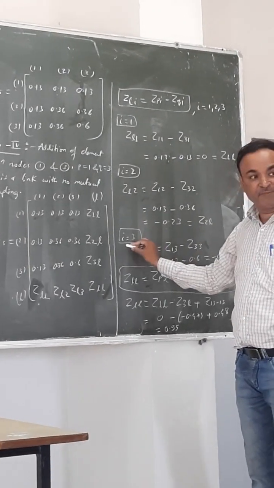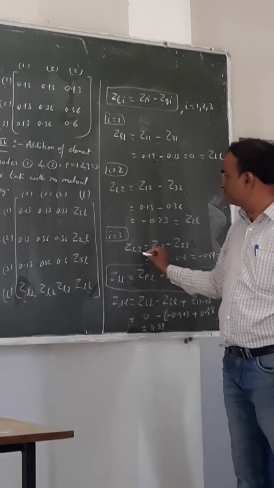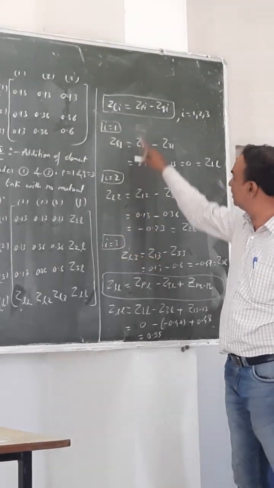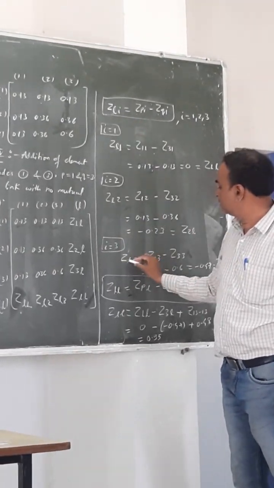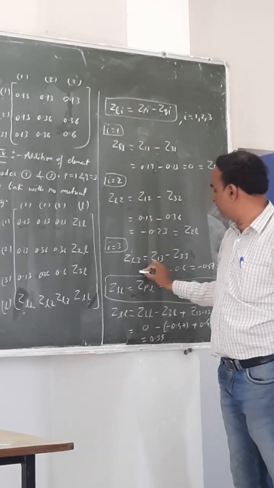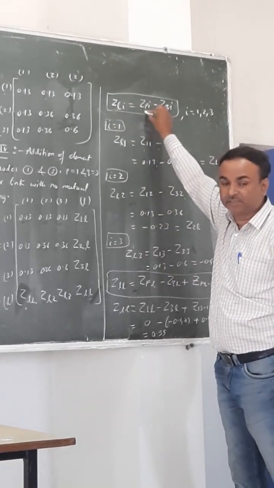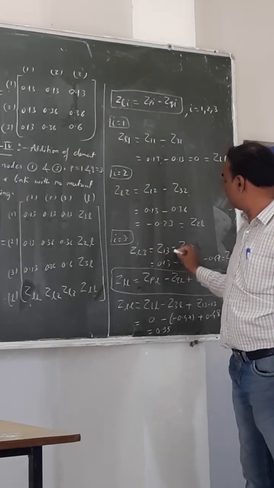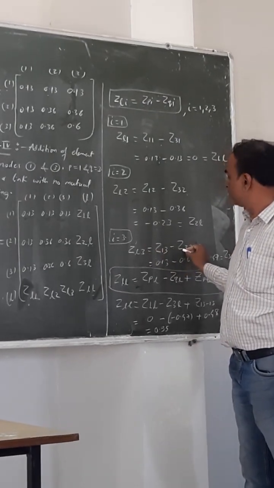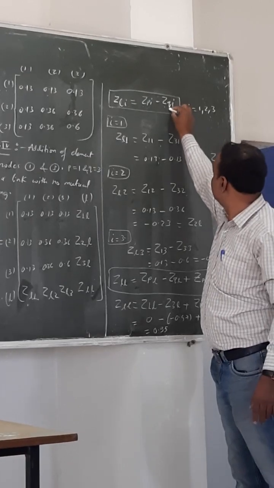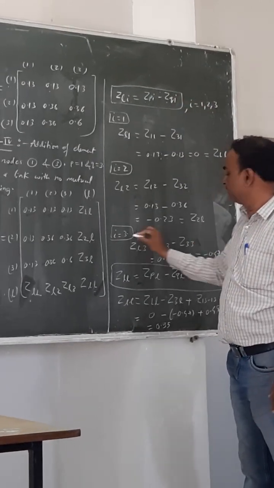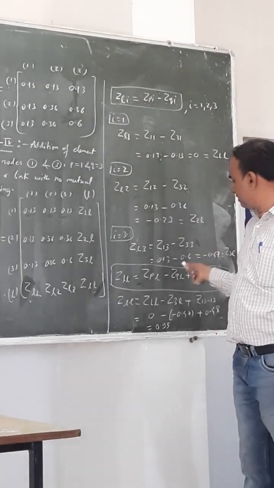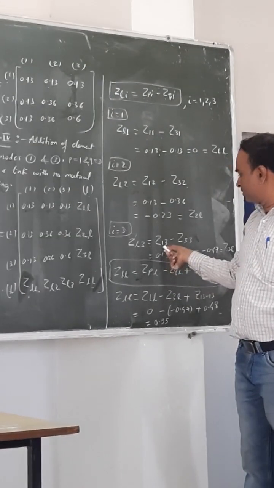Now put the value of i equal to 3. So i equal to 3, put the value of i equal to 3 in the same formula. So ZL3 equal to Z, what is the value of P? 1, 3 minus Z, what is the value of Q? 3. What is the value of i? 3. Now put the values. Z13.